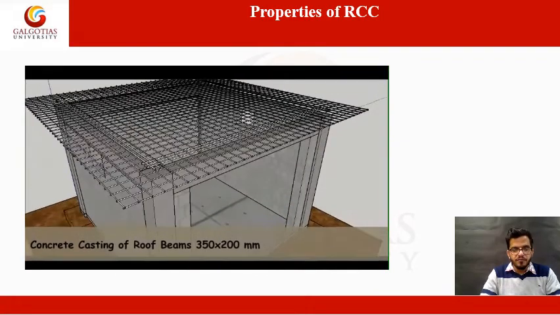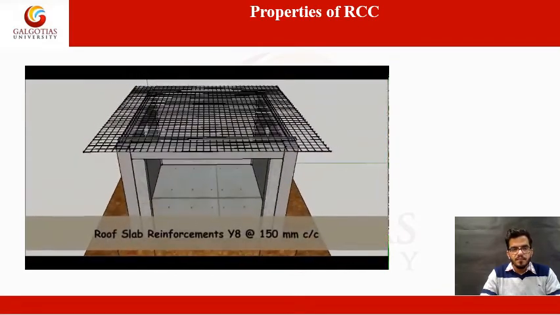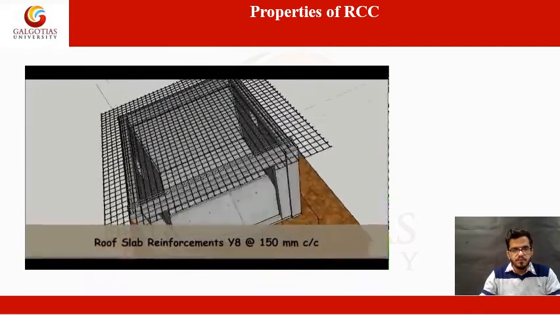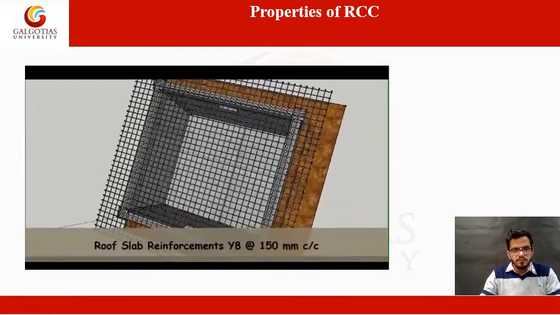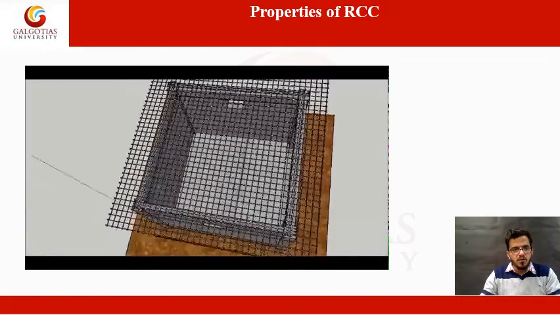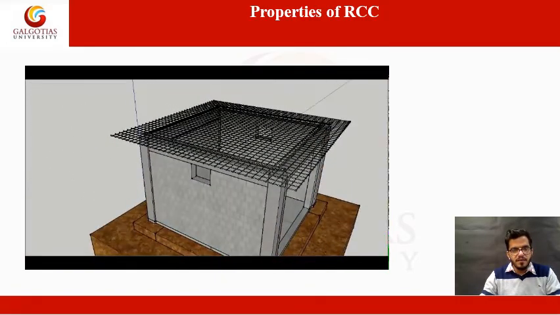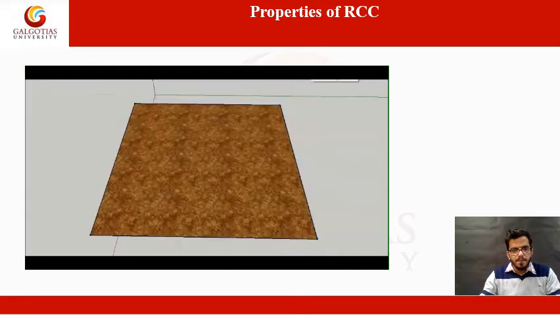Finally, the roof reinforcement has been done. Then the concrete casting of the final roof slab, 150 mm thick. So this whole formwork is being done with the number of steps that are required to cast the whole structure in the RCC frame structure typology.